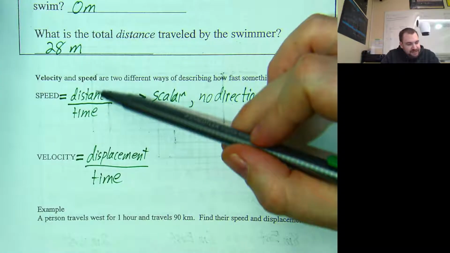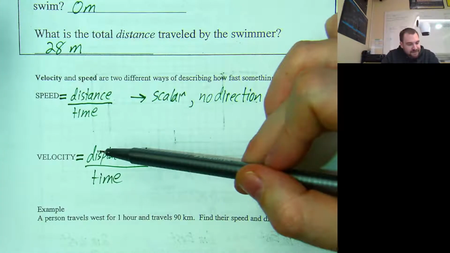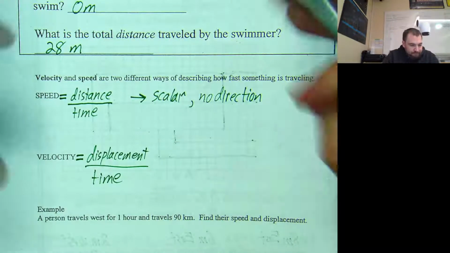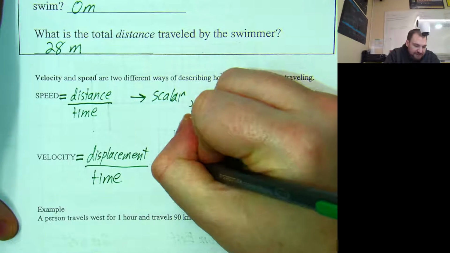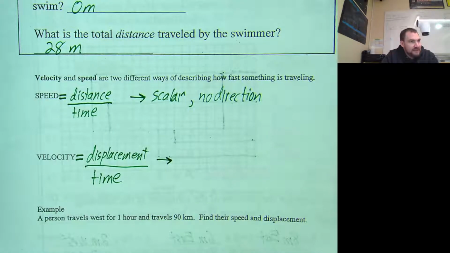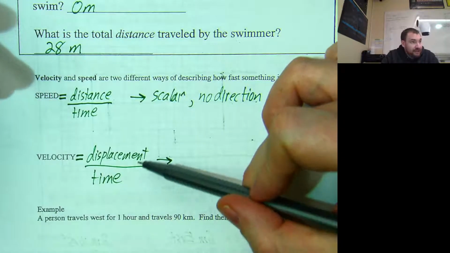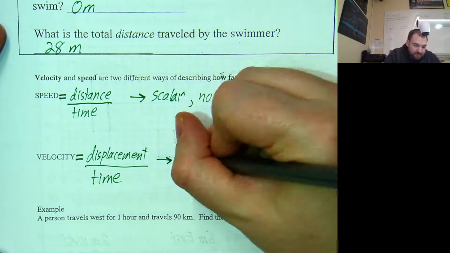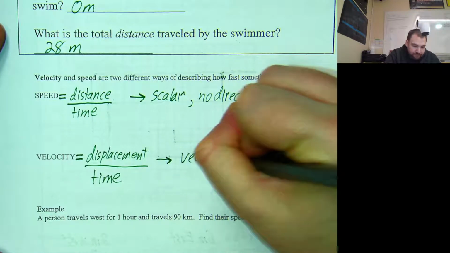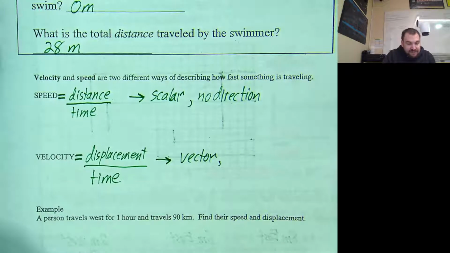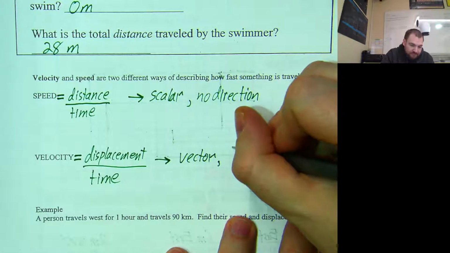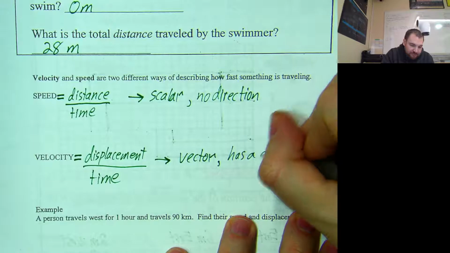So speed is distance over time. Velocity is defined as displacement over time. If it's displacement over time, velocity then must be a vector, which we've already said, but this is now why, because it's based on a quantity that is also a vector, which means it has a direction.